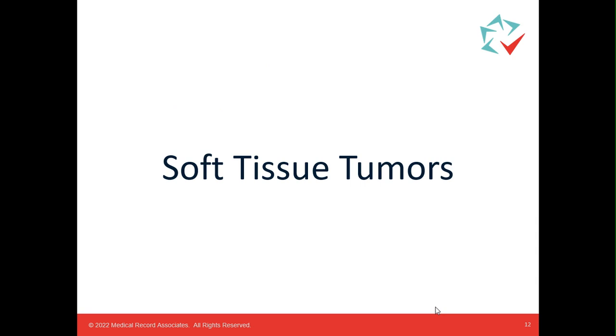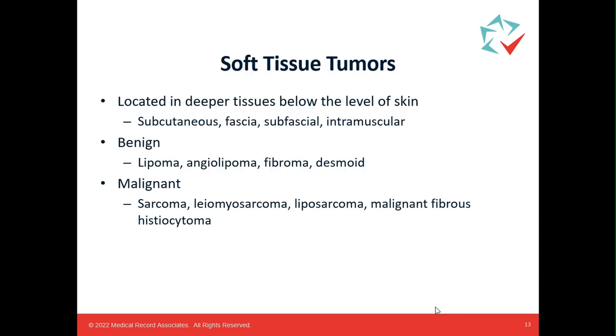Next, we'll move right along into our soft tissue tumors. When talking about soft tissue tumors, we're talking about those lesions that are located in the deeper tissues below the level of the skin. So think subcutaneous, fascia, subfascial, and intramuscular for location.